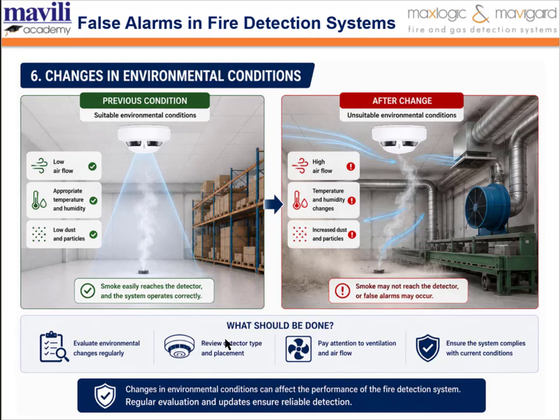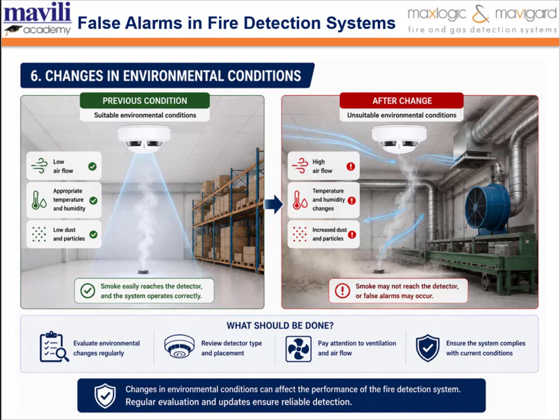So what should be done? Evaluate the environmental changes regularly. Note that there will be a higher airflow, and there may be a temperature and humidity change, so we should evaluate this. And also review the detector type and placement. Maybe we can change the detector. We can use a heat detector, a combined heat detector, or multi-sensors. The other one is to pay attention to ventilation and airflow, and also ensure the system complies with current conditions.